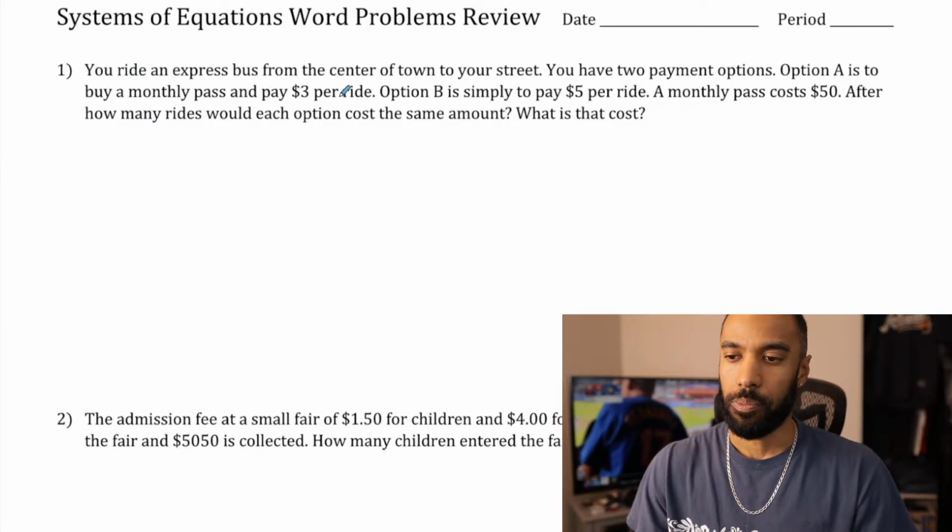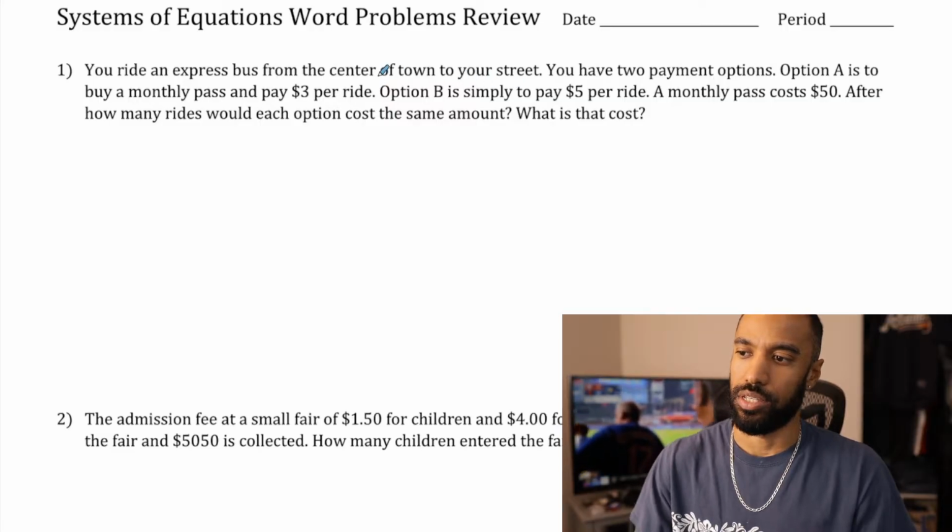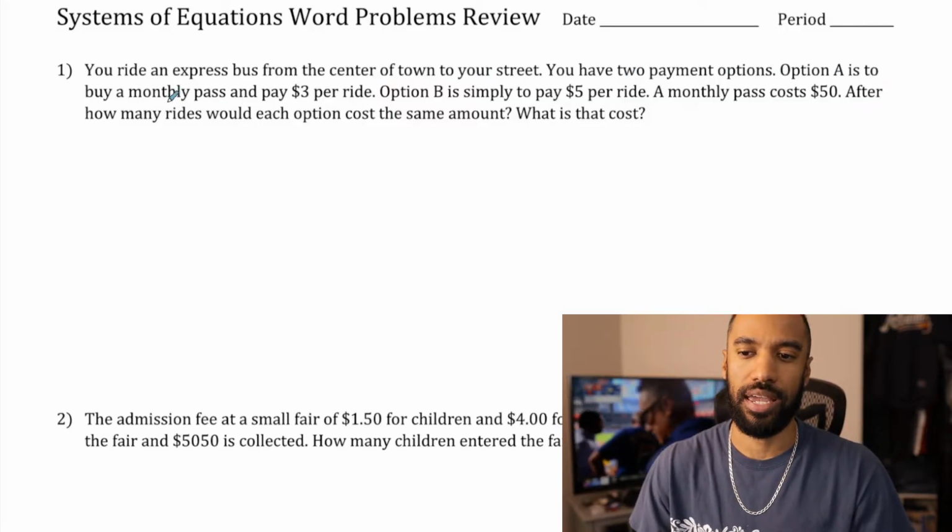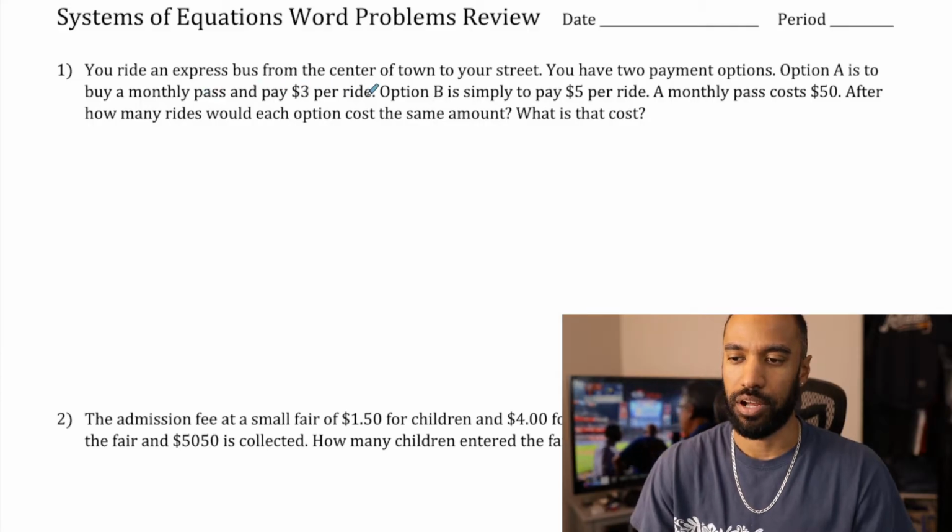Number 1, you ride an express bus from the center of town to your street. You have 2 payment options. Option A is to buy a monthly pass and pay $3 per ride.